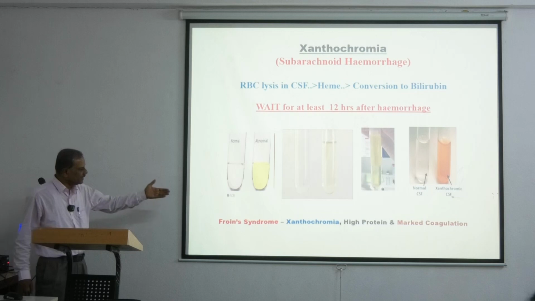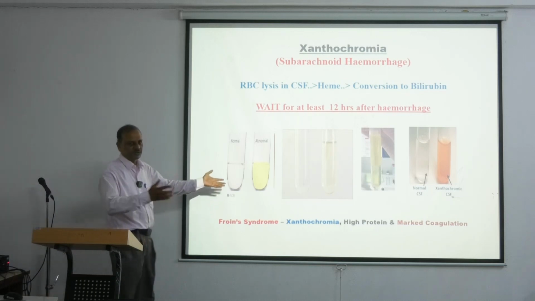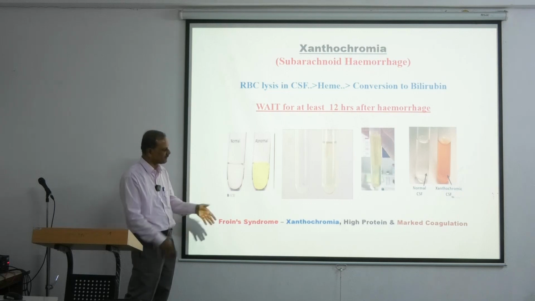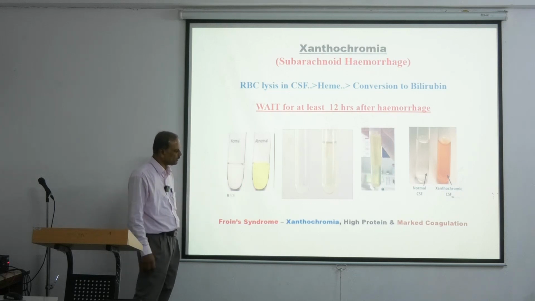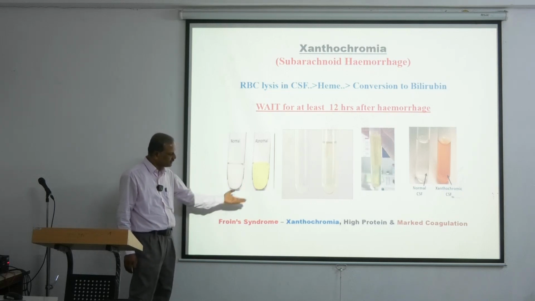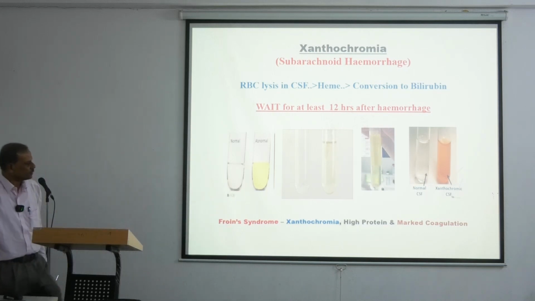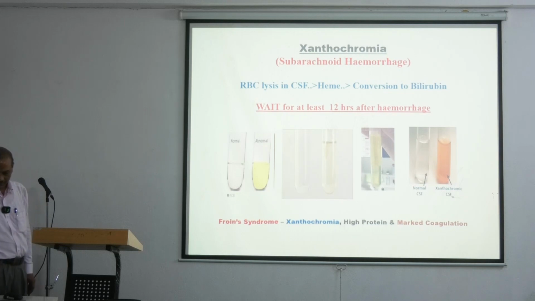If there is any bleeding, obviously high protein will be there because there is leakage of protein. Protein has come, blood cells have come, so a high amount of protein will be there. Froin's syndrome is characterized by 3 things: xanthochromia, high protein and marked coagulation.